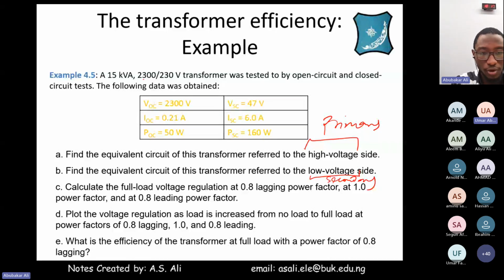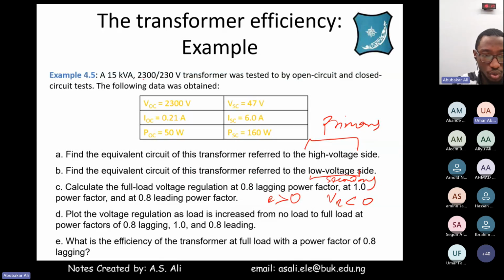Then calculate the full load voltage regulation, the VR, which we just finished discussing, when the power factor is lagging and is 0.8. And what do we say when there is a lagging power factor? VR is greater than 0. So we want to know it. We have also another power factor of 1.0, which is the perfect case. And then there is also the 0.8 leading, which is going to give us VR less than 0. So we're going to do this calculation.